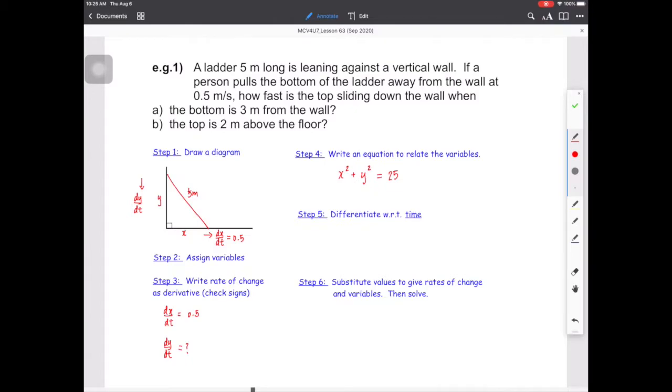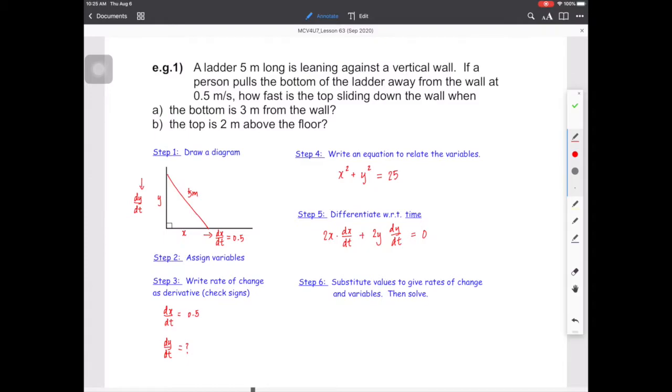So I have x squared becomes 2x. Using chain rule, this is dx by dt. Plus y squared. Chain rule again. First, we differentiate to get 2y, and then dy by dt, equals 25 turns into 0. What we can do now is to substitute any values to give the rate of change and variables, and then we can solve the problem.